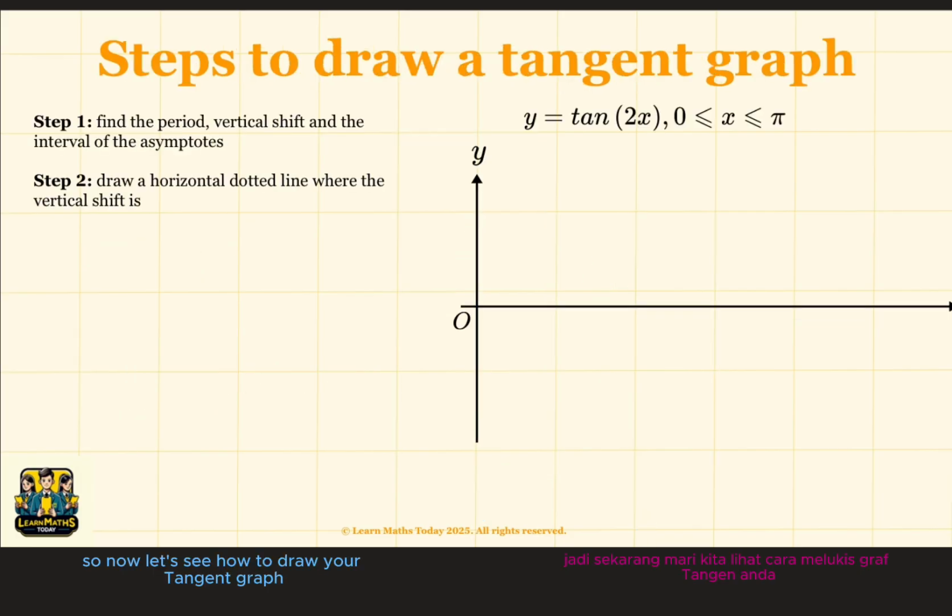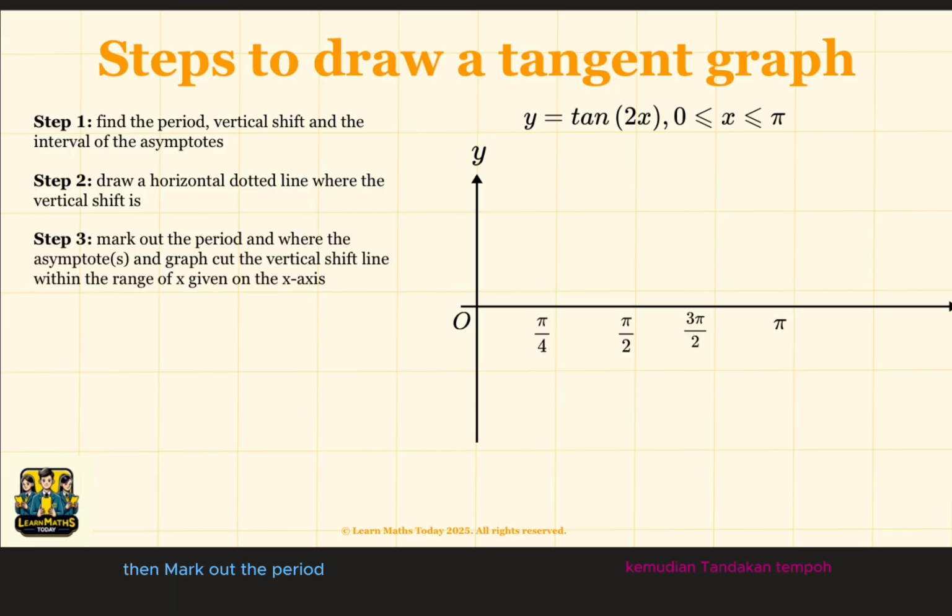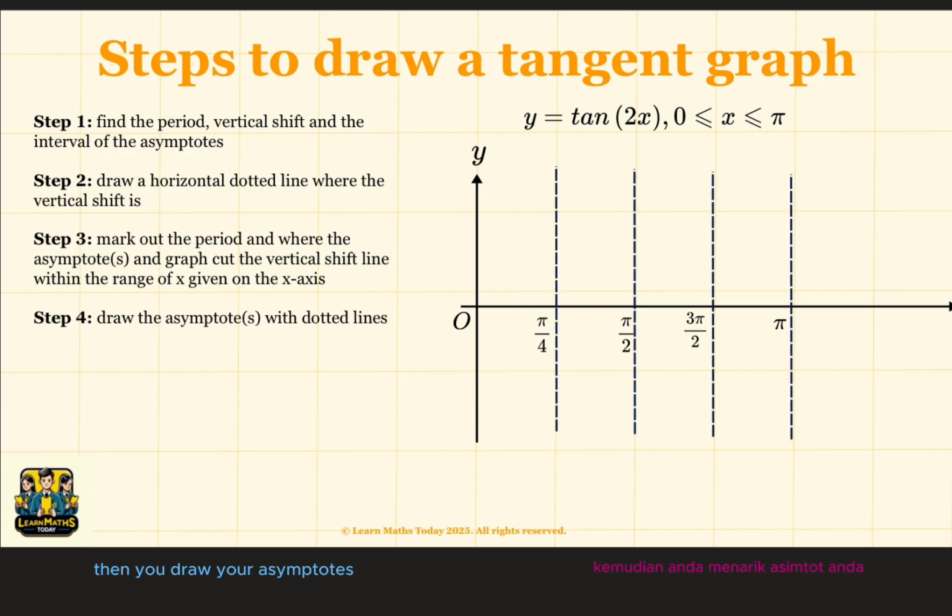Now let's see how to draw your tangent graph. First you need to find the period, vertical shift, and the interval of the asymptote. Your first asymptote is at period divided by 2, and then your subsequent asymptotes are at your first asymptote plus period. Step 2, you need to draw a horizontal dotted line where the vertical shift is. In this case, the vertical shift is 0. Then mark out the period and where the asymptotes and the graph cut the vertical shift line within the range of x given. Then you draw your asymptotes.